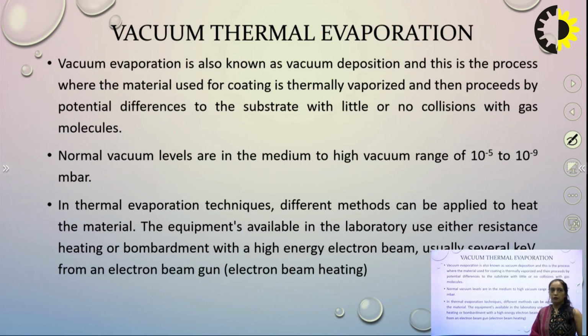Next is the vacuum thermal evaporation. It is also known as vacuum deposition, and this is the process where the material used for the coating is thermally vaporized and then transported by the potential difference to the substrate with little or no collision with the gases. So normal vacuum levels are in the medium to high range.